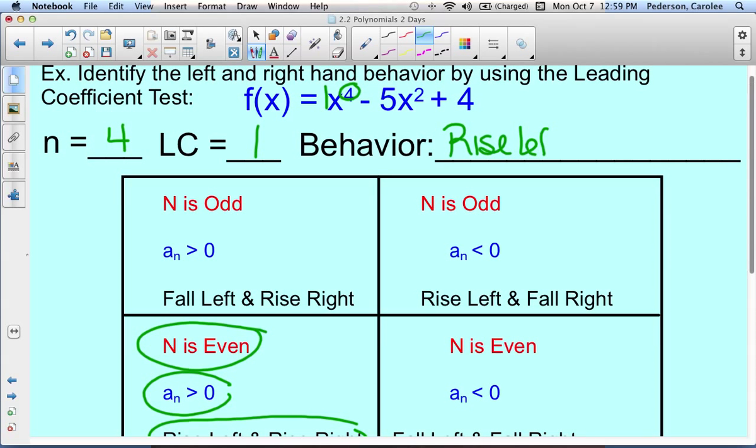So our end behavior is rise on the left and rise on the right. Now this degree is a 4. So it follows the same pattern of a quadratic. So it's going to look like a W.